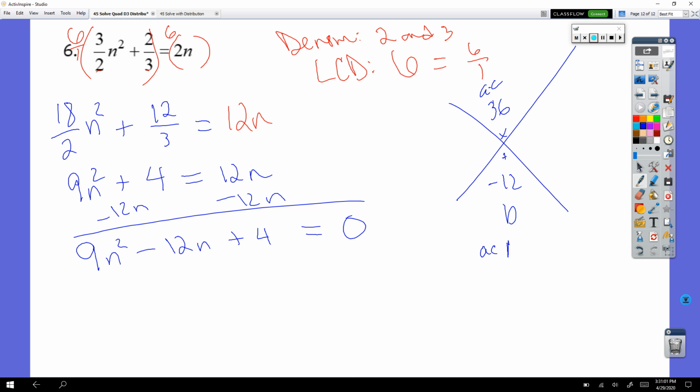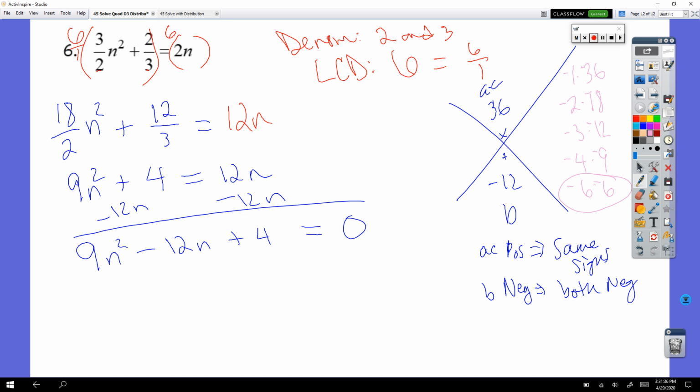So AC is positive, so that means I need same signs. B is negative, so that means both are negative. Okay, let's think through our different ways to multiply to 36. So I've got 1 times 36, 2 times 18, 3 times 12, 4 times 9, and 6 times 6. Because I've got same signs, both negative, that means that each pair needs to be negative in this set. And the combination that works is the negative 6 times negative 6.